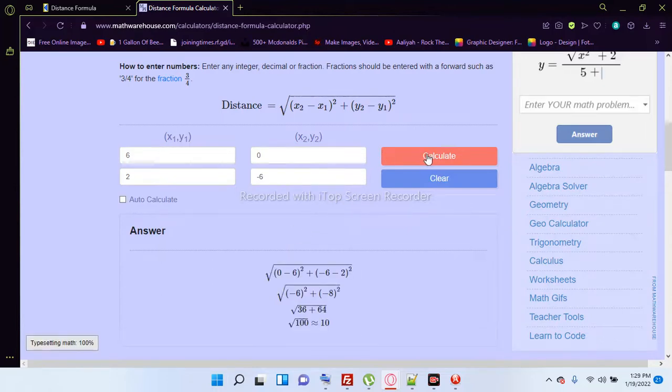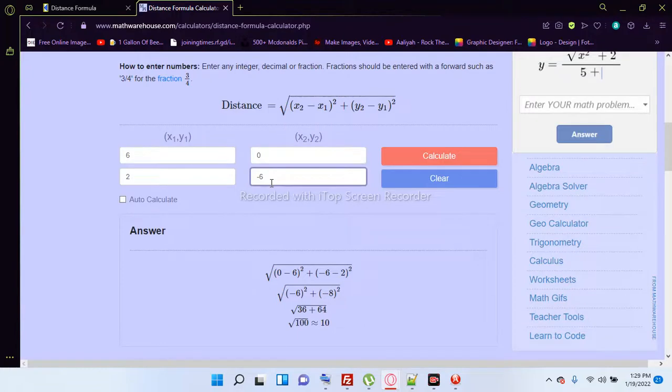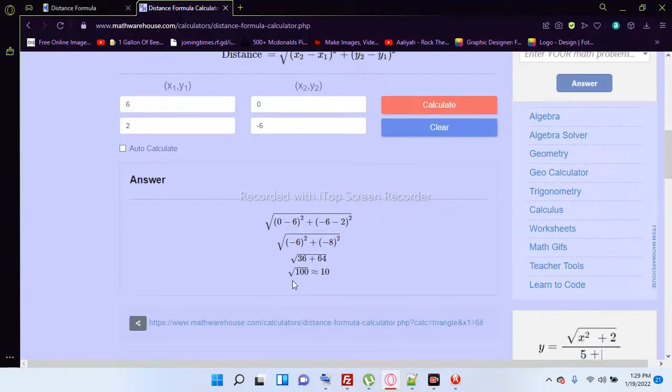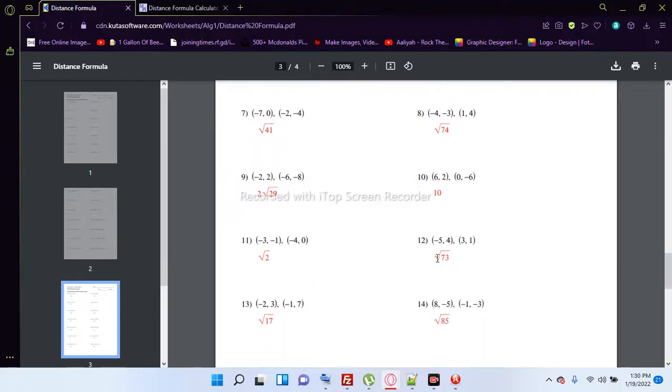Fight back, dude. Calculate. Radical 100 equals 10, right? Radical 100 equals 10, okay? And it says here, radical 100 equals 10, right there. 6 and 2, 0 and a minus 6. In this case, he tried to throw you off, and he said, I want the 10. There it goes, right there. Okay, we're going to do another one.